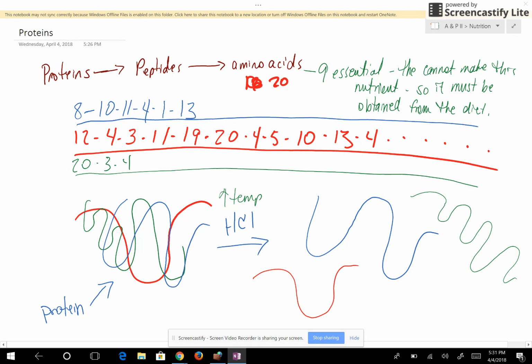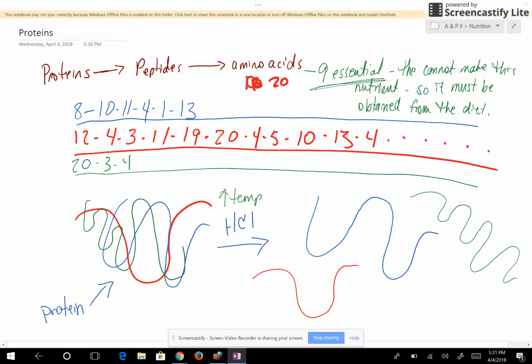So there are 9 essential amino acids. Some books say 8, but our nutrition book says 9, and so that's what I'm going to go with. Actually, there are 10 in infants and children, so keep that in the back of your mind. But for our class, we're just going to go with 9 essential amino acids.